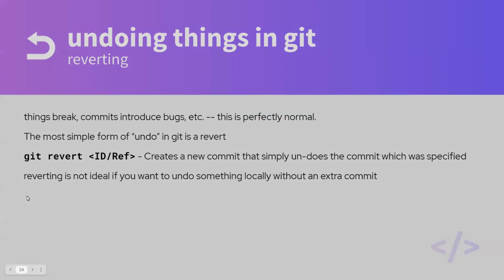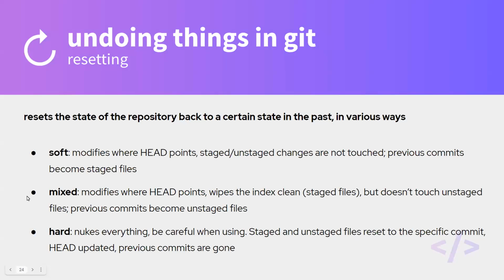Cool. Resetting resets the state of the repository back to a certain state in the past in various ways. So if you provide the soft flag, this will modify where the head points, staged and unstaged changes are not touched, and previous commits become staged files. You could specify mixed, which modifies where the head points, wipes the index clean, aka the staged files, but doesn't touch unstaged files. Previous commits become unstaged files.